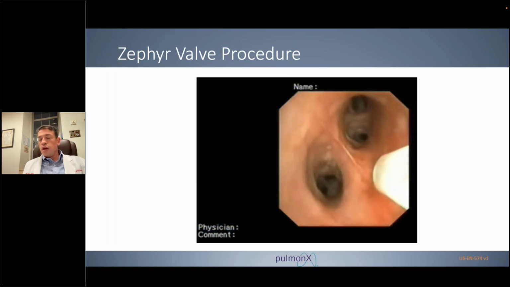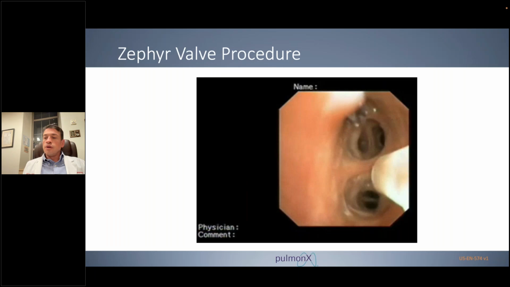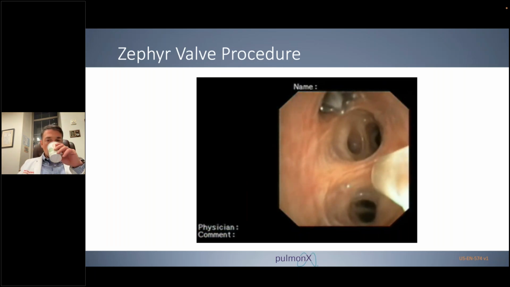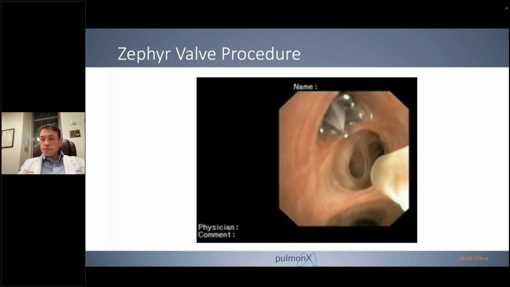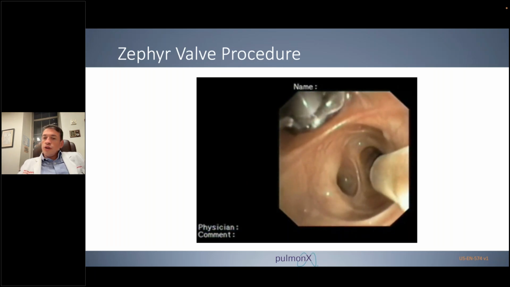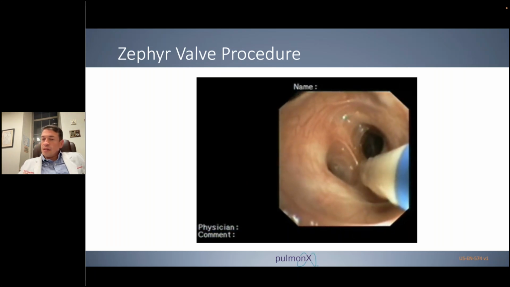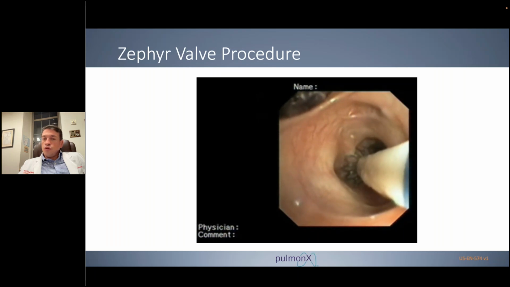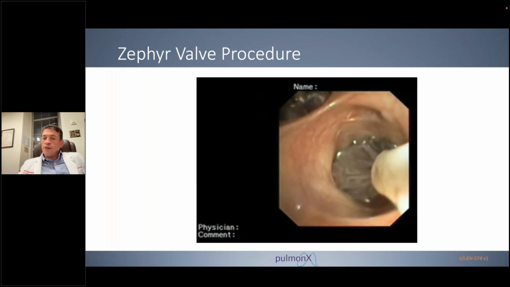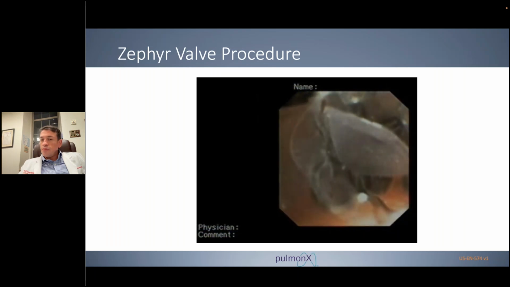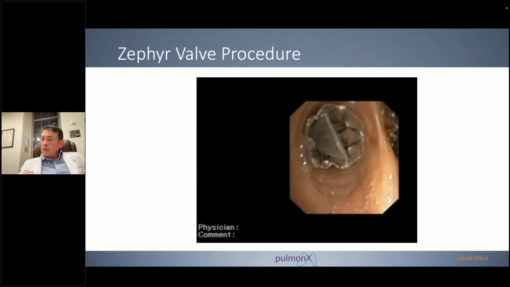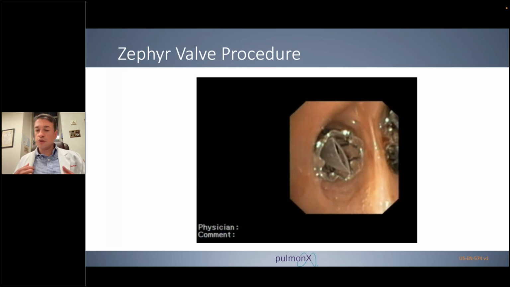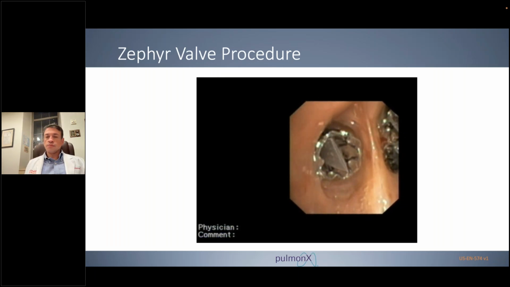This is a short video showing deployment of the Zephyr valves. You notice that in terms of technique, you have to place the catheter against the distal carina, deploy slightly, readjust, push it forward, and continue your deployment. And so what keeps the valve in place is the distal carina. There is a duckbill that opens and closes, which allows air to exit but not re-enter.